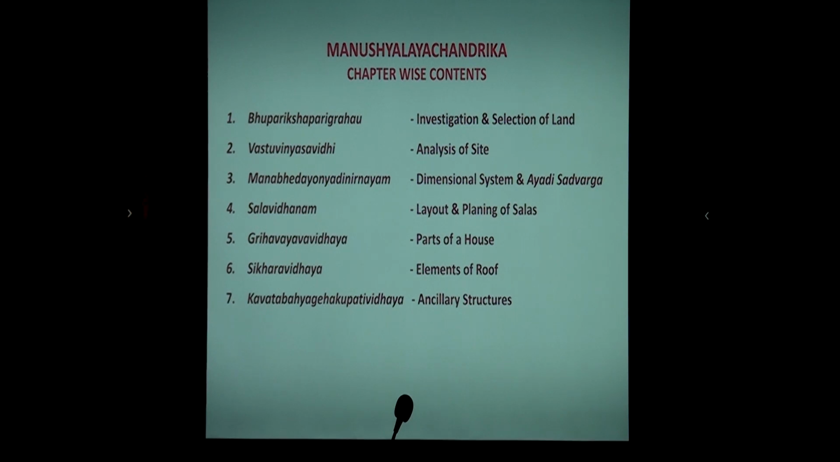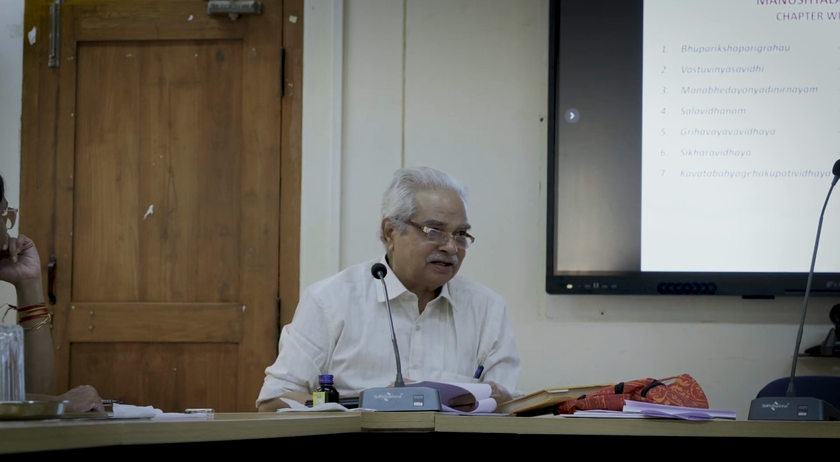What are the contents of Manushyalaya Chandrika? You will find that there are only 7 chapters, each given as: Bhuparisha, investigation of land; Vastu Vinyasa Vidhi, analysis of site; Mana Bheda Yoni Nirnayam, dimensional system; Shala Vithanam, layout and planning of salas; Grahavayava Vithanam, different elements of the building; and lastly Kavada, many secondary elements of the building connected with that.